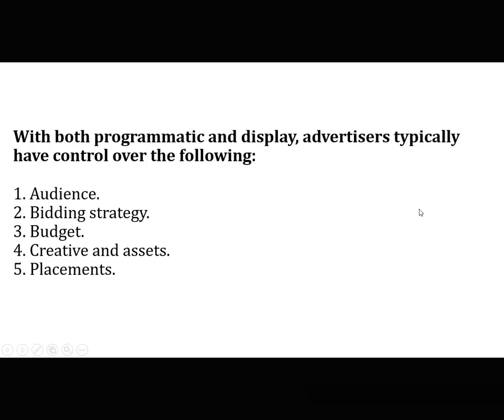With both programmatic and display, advertisers typically have control over the following, which is audience, which is the data, like it can be geo-targeted, device targeted, gender targeted, class targeted. Then bidding strategy, what kind of bidding strategy you are using, like real-time bidding, header bidding, or direct bids, private marketplace deals, PG deals. Then you have budget, creative and assets, placements. All these things can be taken care of with programmatic.